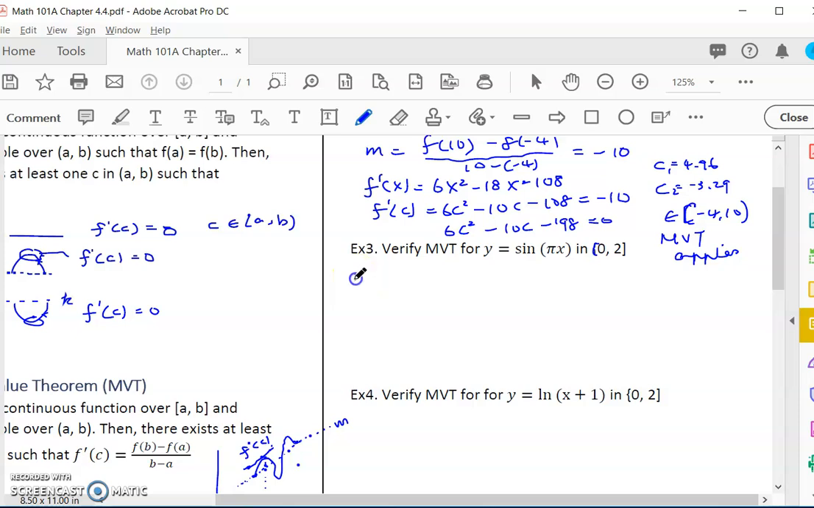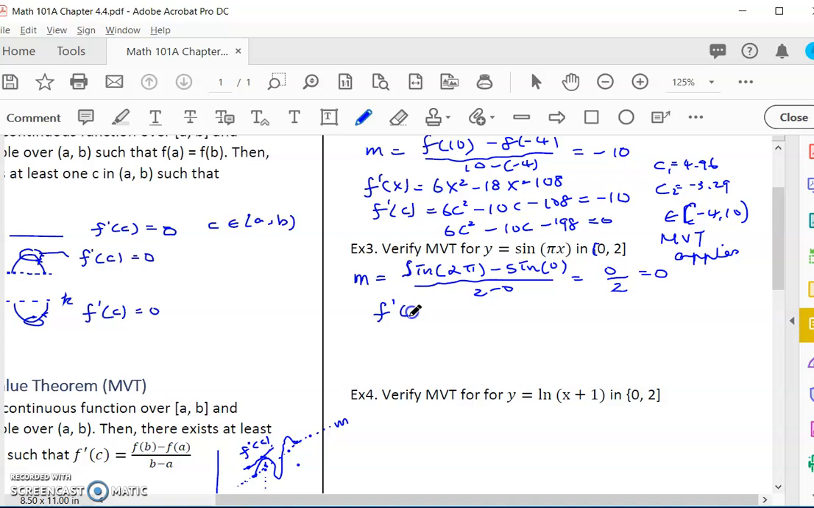To do that, we always want to find m first, the slope between 0 and 2. So f of 2, that means sine of 2 pi minus sine of 0 pi, over 2 minus 0. Sine 2 pi is 0, sine 0 is 0, so it is 0 over 2, which is equal to 0. And then the mean value theorem guarantees that there is an f prime of something that would equal 0.